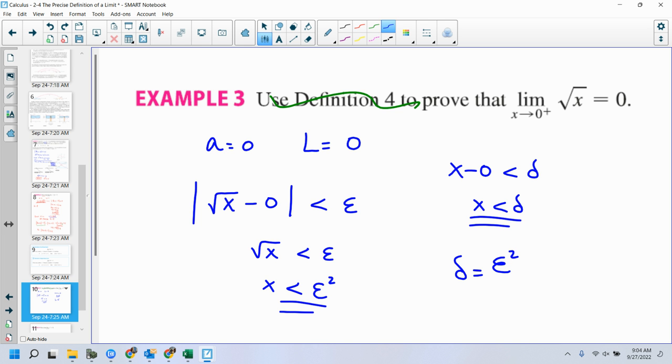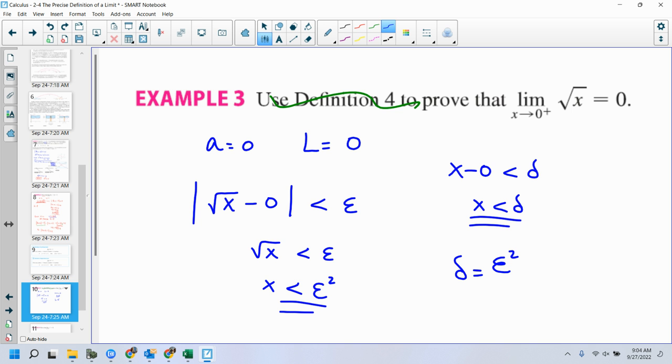That's the first part. This is all just kind of our prep work so that we can say this. We have to figure out what delta to choose in terms of epsilon. We know our target is epsilon. What x values am I going to have to throw at it to make the function fall within epsilon? Well, epsilon squared is equal to delta.